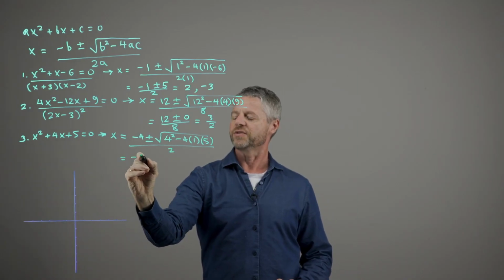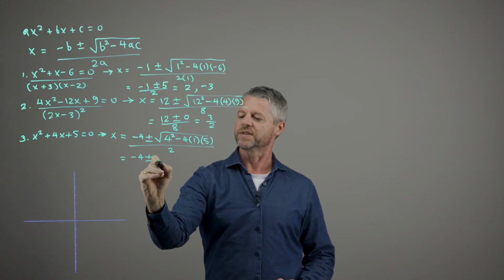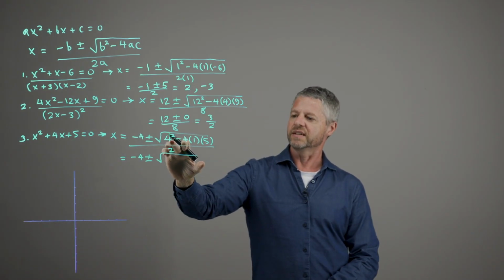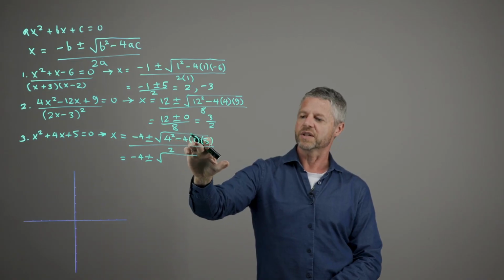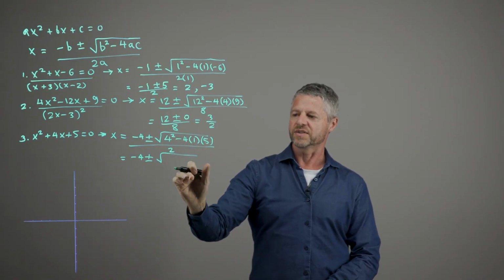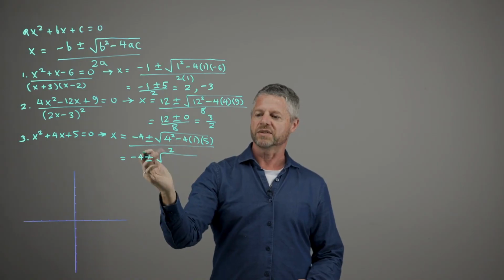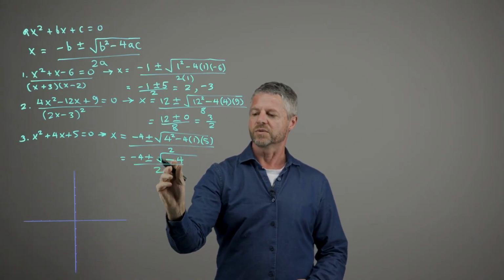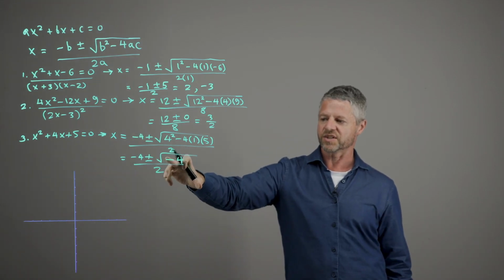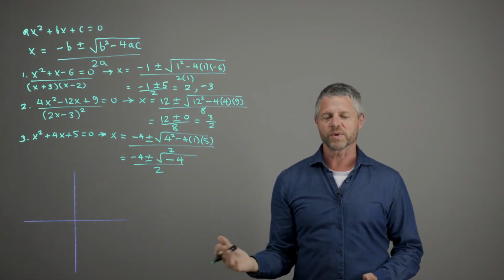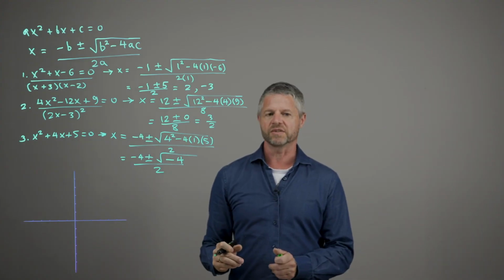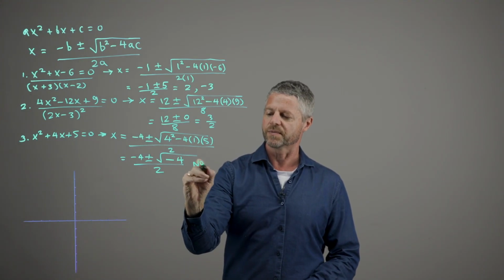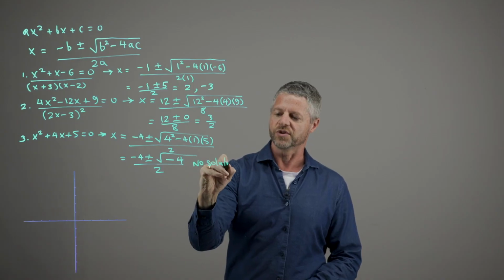So we're going to have minus 4 plus or minus square root of, let's see, 16 minus 4 times 1 times 5. So 16 minus 20, so minus 4. So we've got to try and take the square root of a negative number, which we can't do when we're restricted to real numbers. So no solution for this one. No roots.